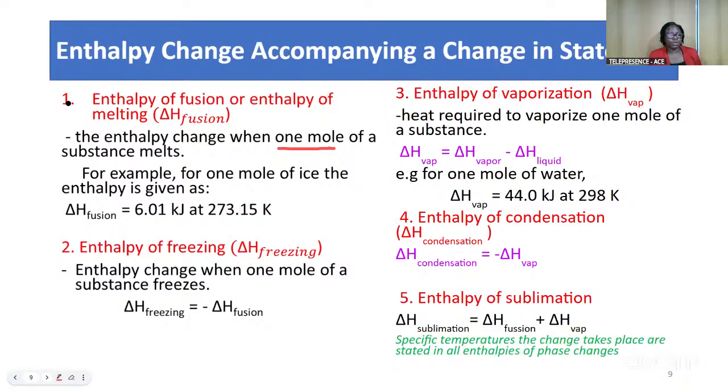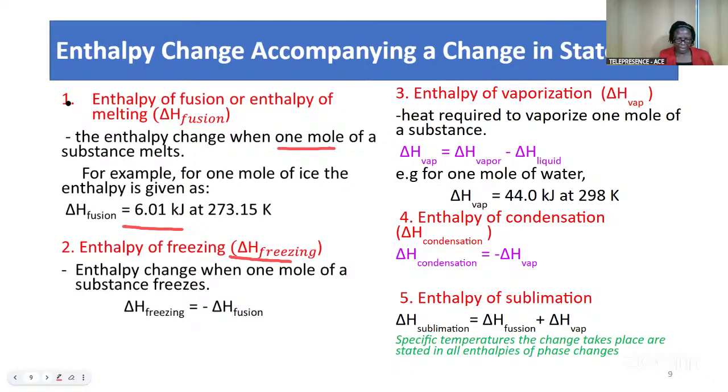Delta H of fusion is 6.01 kilojoule at 273.15 Kelvin. So what about freezing? Because we know that that same water can change its state from liquid to solid. So the enthalpy of freezing, delta H freezing, is that enthalpy change when 1 mole of a substance freezes.